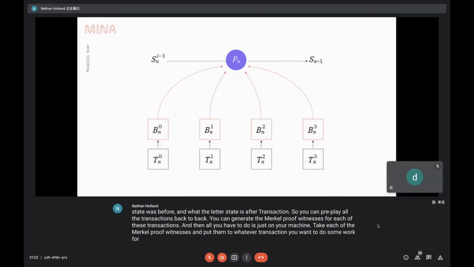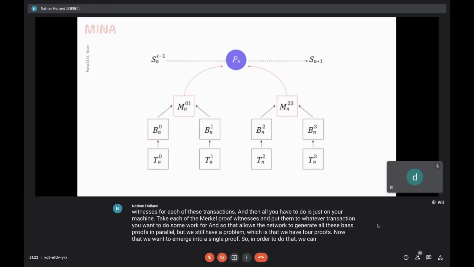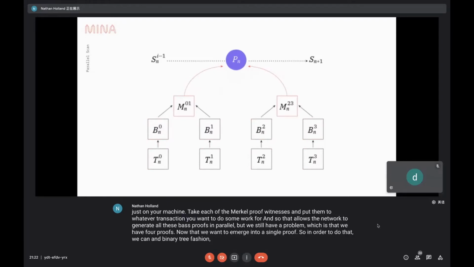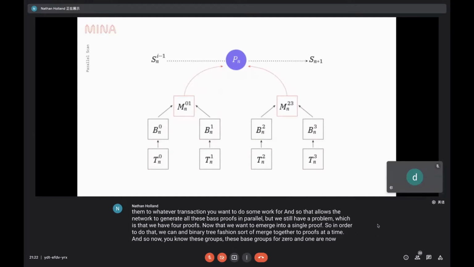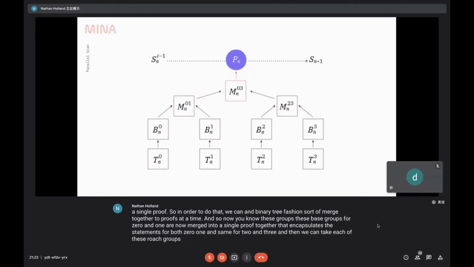And so that allows the network to generate all these base proofs in parallel, but we still have a problem, which is that we have 4 proofs now that we want to merge into a single proof. So in order to do that, we can, in a binary tree fashion, merge together 2 proofs at a time. And so now, these base proofs for 0 and 1 are merged into a single proof that encapsulates the statements for both 0 and 1, and same for 2 and 3. And then we can take each of these merge proofs and merge them again.